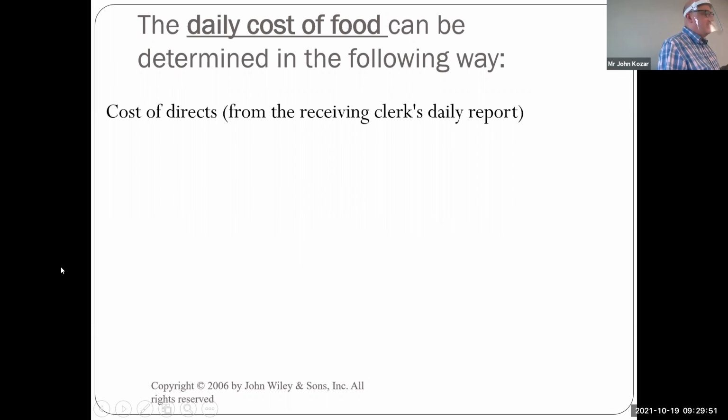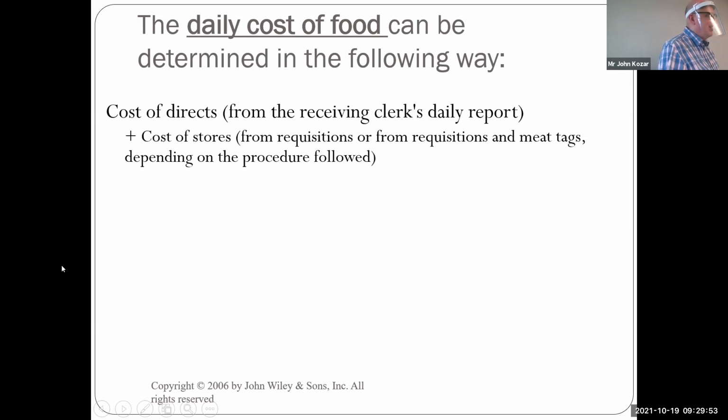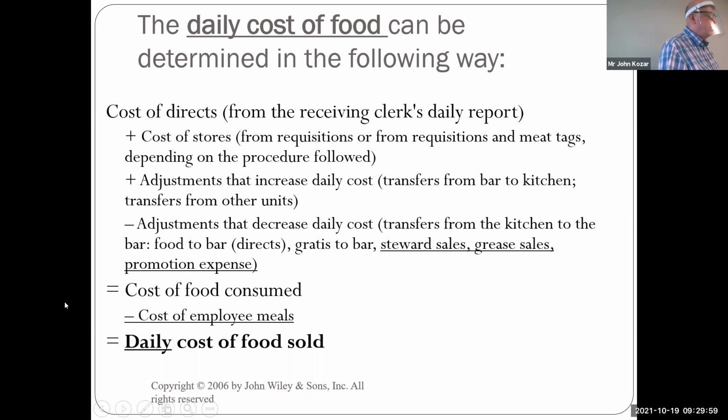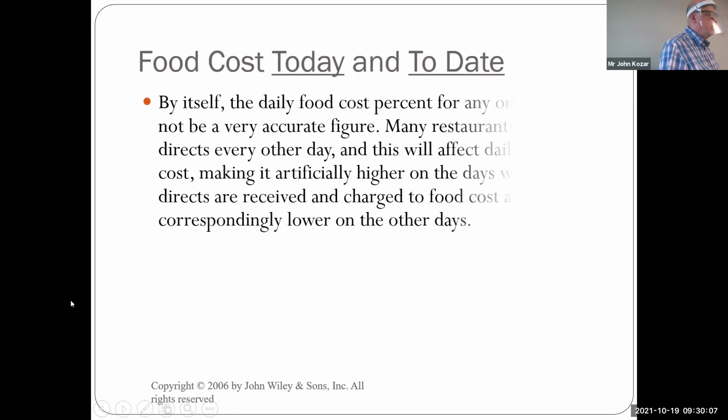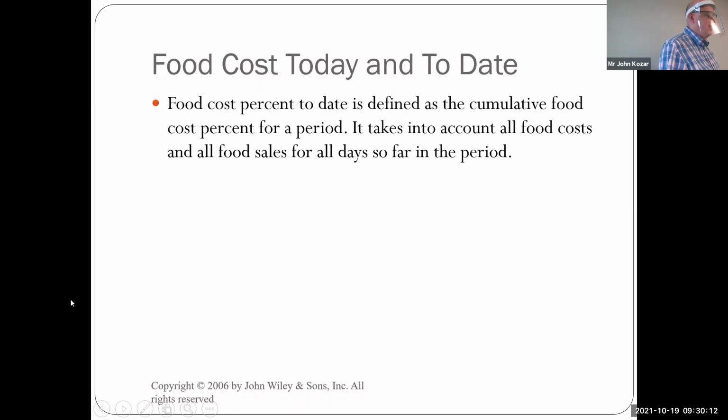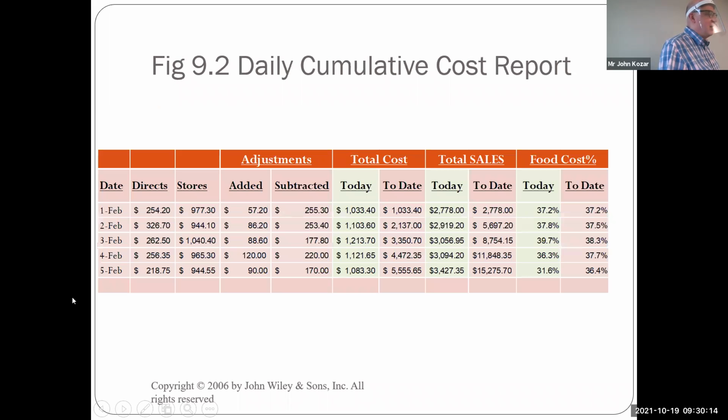Okay, and we just went through all of these. This is the same thing as what was on the monthly food cost. It's just talking about it on a daily basis. So talk about what gets added and subtracted from your food cost. I think we have a form coming up, and I just talked through this.